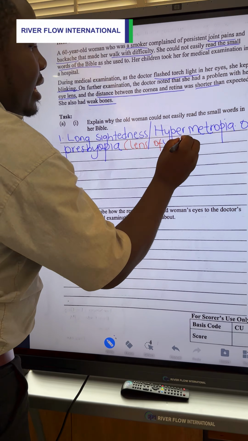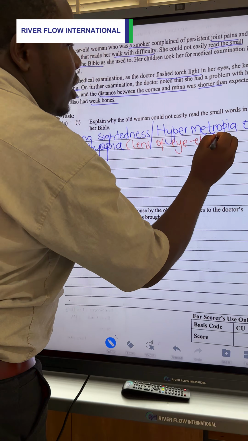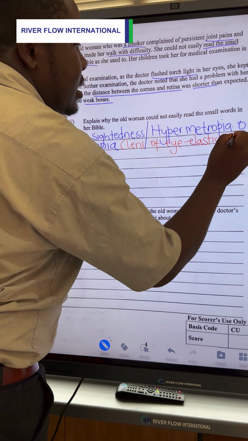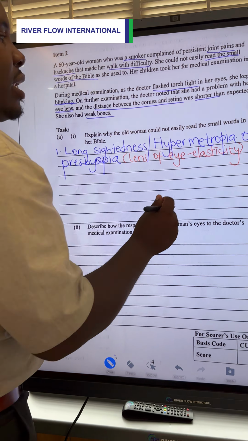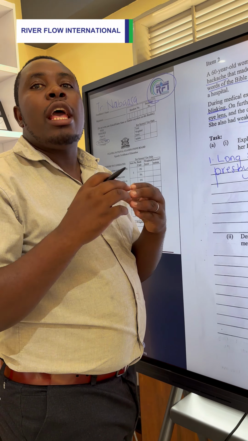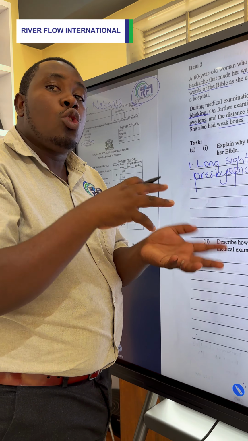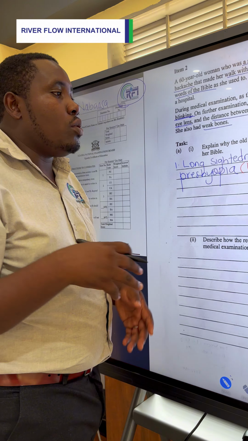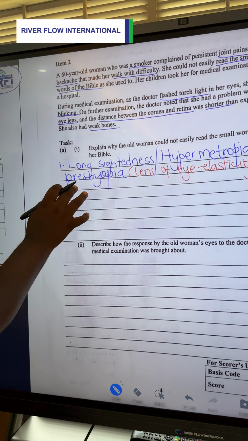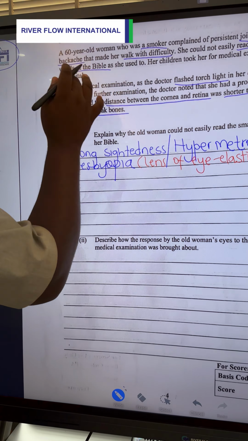Or what we call the eye lens has lost its elasticity. Now, I'm taking you back a bit in some keywords. This word elasticity means that the lens is now not able to change shape. That means it's not as flexible as it is supposed to be. So that could be one of the conditions that this 60-year-old woman is facing.